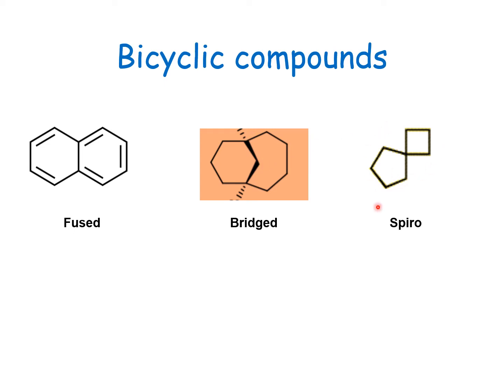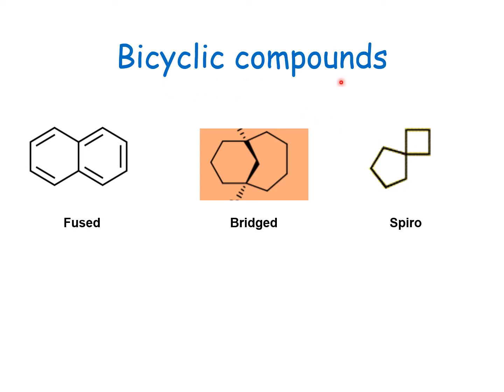In case of spiro compounds, see how they are joined. They are not joined by two carbon atoms, but there is only one carbon atom at the center through which both rings are joined. So there is only one common carbon atom in the spiro systems.